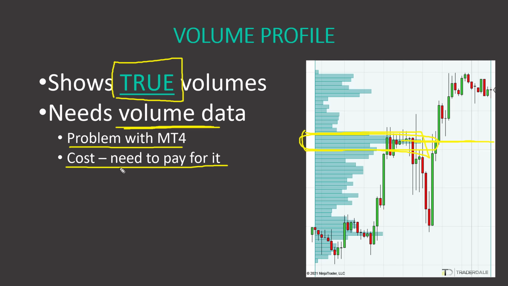But sometimes there are cases where you need to pay for the data. For example, for day trading stocks, right? So that's the volume profile. It shows true volumes, but sometimes there's a problem getting the volume data.